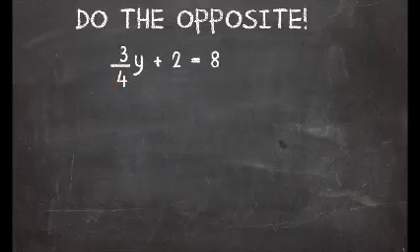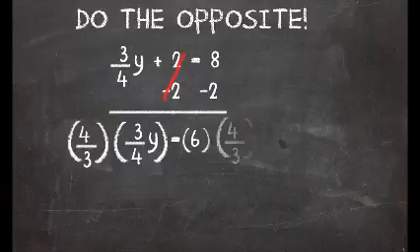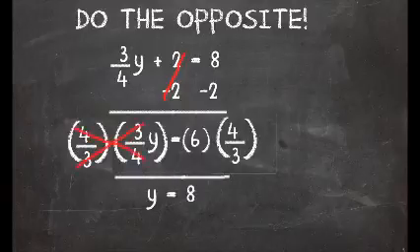With our third example, 3/4 y plus 2 equals 8, we have 2 being added. We subtract 2 from both sides and are left with 3/4 y equals 6. The fraction in front of the variable can be brought over to the other side by multiplying both sides by its reciprocal. Now, what is the reciprocal of 3/4? Hopefully you figured out that it was 4/3. We multiply both sides by 4/3, giving us our final answer of y equals 8.